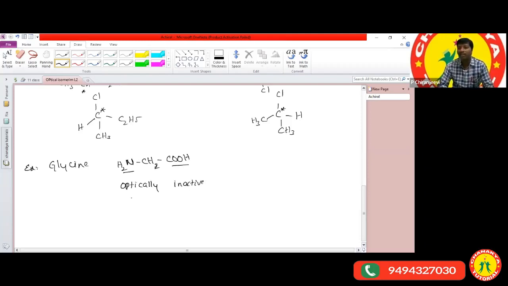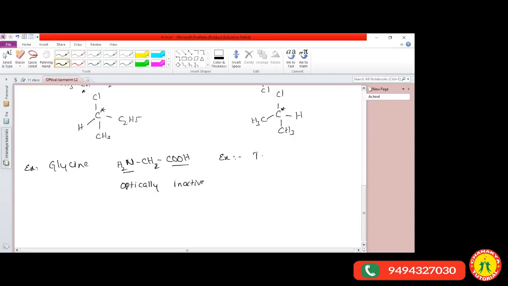Sometimes, based on the compounds, they ask questions like finding out the total number of optical isomers. But before that, one more question I'll give you. Tartaric acid and mesotartaric acid. Do you have any idea about the structure of tartaric acid? Anyone of you? No, sir.